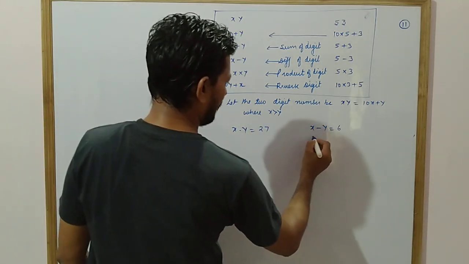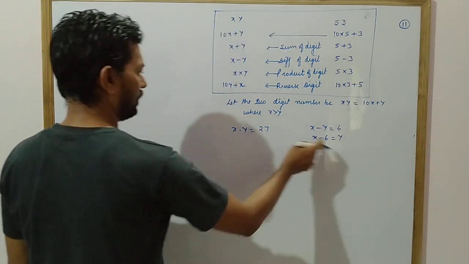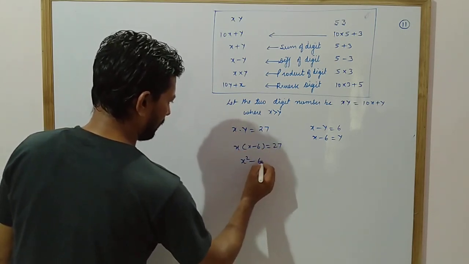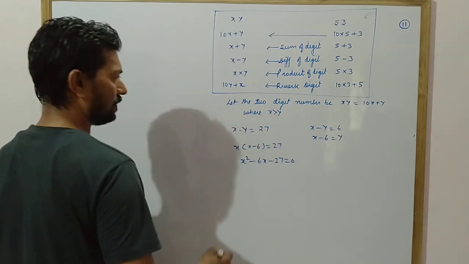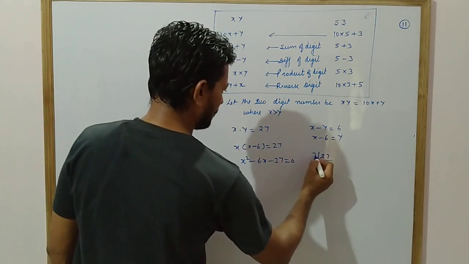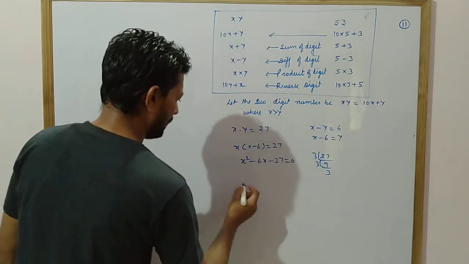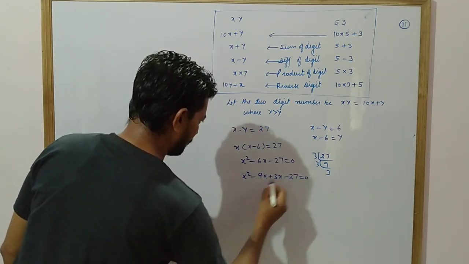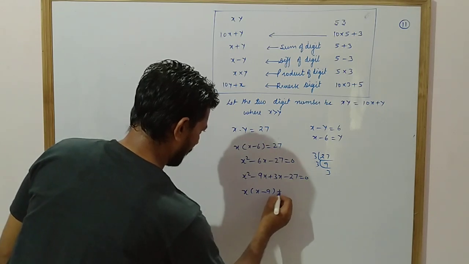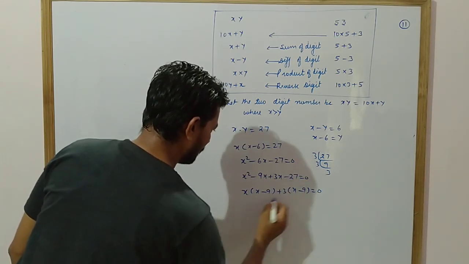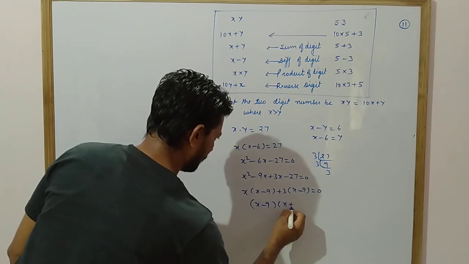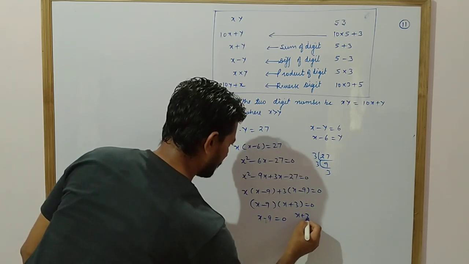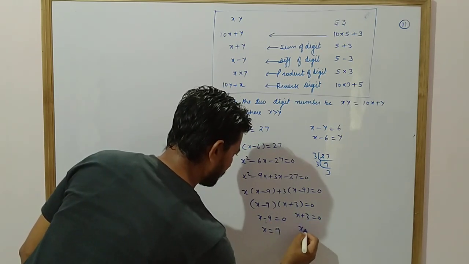So from here we can write x minus 6 equal to y. Put the value of y here. x into x minus 6 equal to 27. x square minus 6x minus 27 equal to 0. And when we take the factors of 27, this is 9 and 3. So x square minus 9x plus 3x minus 27 equal to 0. x common, x minus 9 plus 3 common, x minus 9 equal to 0. x minus 9, x plus 3 equal to 0. x minus 9 equal to 0, x plus 3 equal to 0. So x equal to 9, x equal to minus 3.